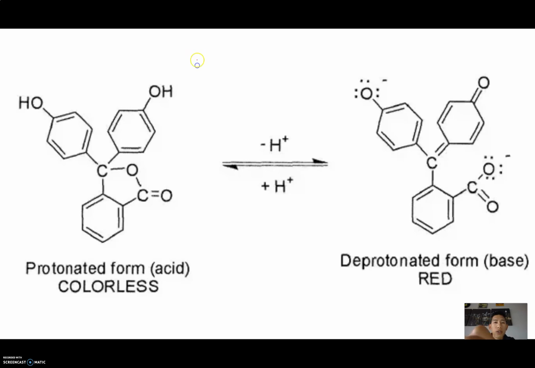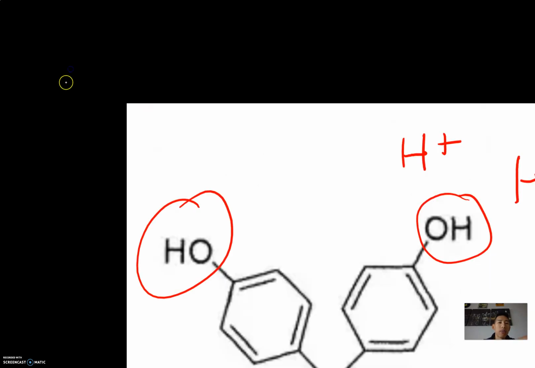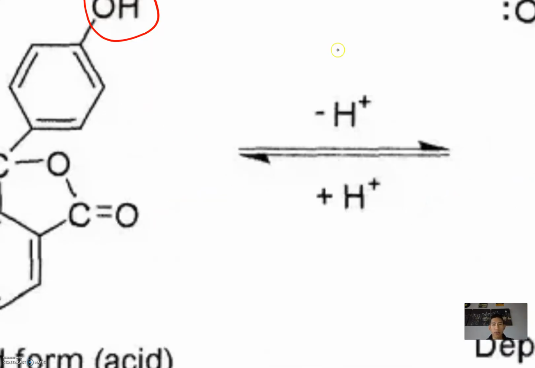In acidic solution, there's a lot of H+. And what happens is when there's a lot of H+ floating around, these remain what we call protonated, or they have their hydrogen protons attached. And that makes sense because there's a lot of H+ floating around.